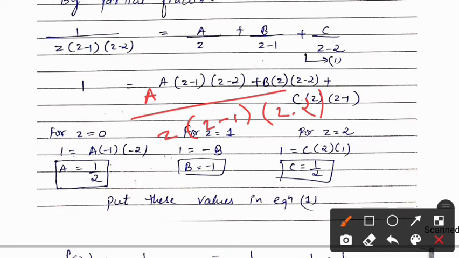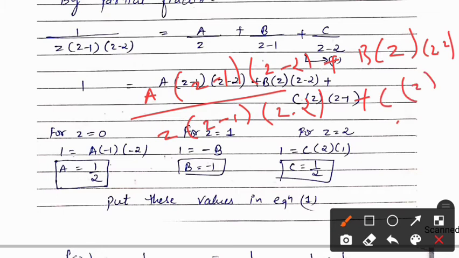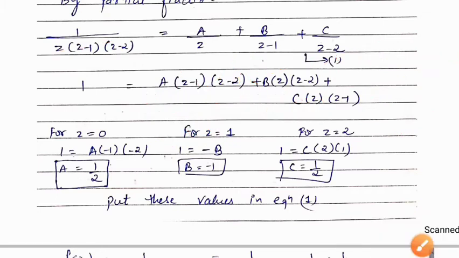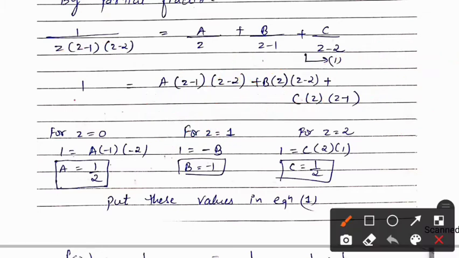So here the denominator of the first portion is only z. So I have to multiply a into z minus 1 and z minus 2. Next, the denominator of b is z minus 1. So what I need is b into z into z minus 2. And last, c into z into z minus 1. Now see, here the denominators will get cancelled. So you only get 1 equal to the numerator portion.